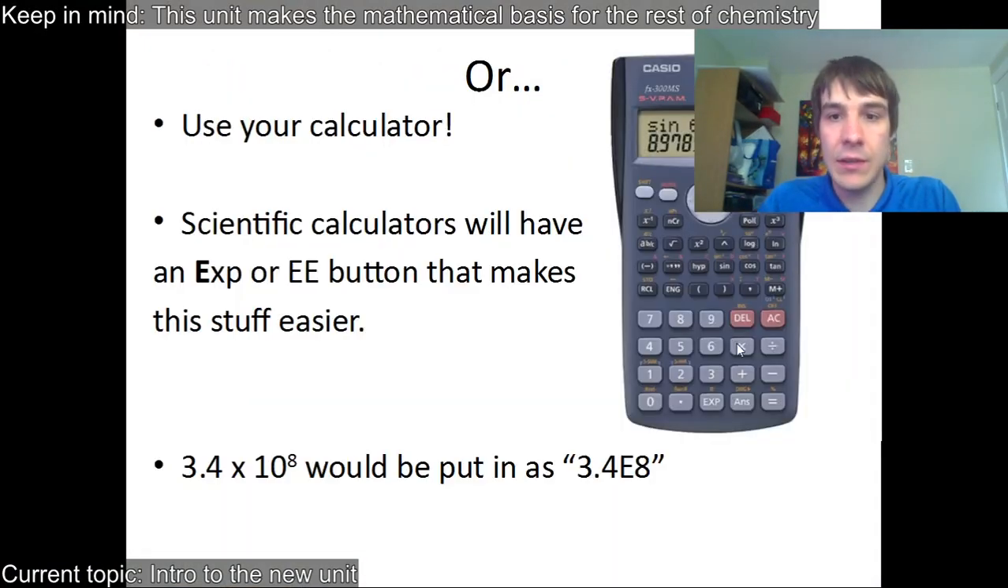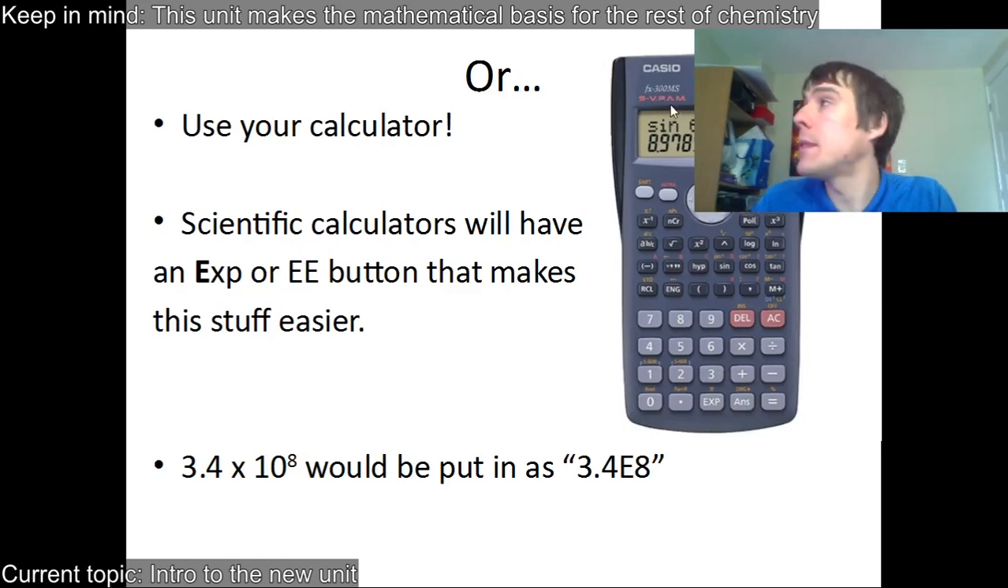Calculators, scientific notation. This is a different one, a Casio, and you can actually see the exponent button. That one's just a full-on button on this calculator. You don't even have to hit second function for it.